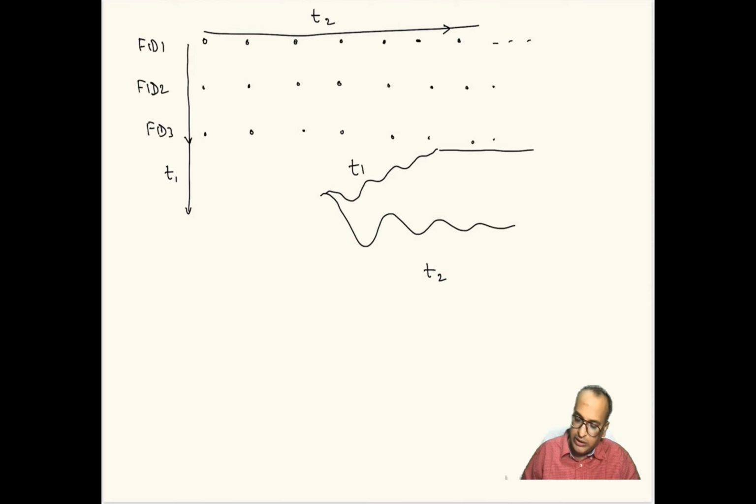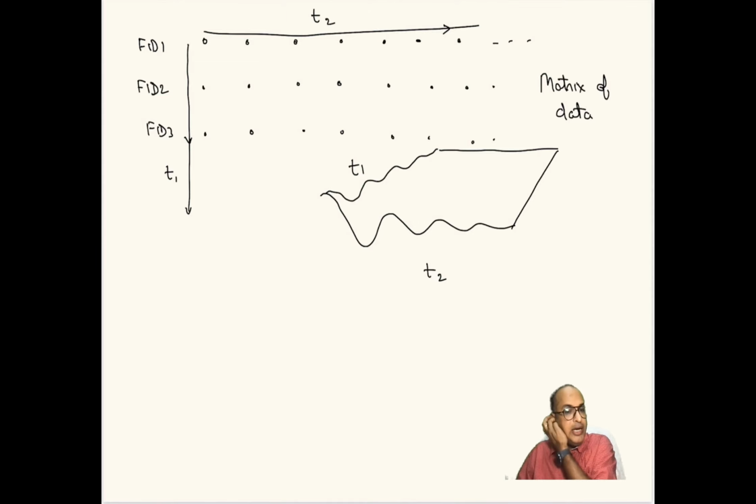And then of course this is like a 2D matrix, right? So you have a matrix of data instead of a row of data, as in the case of a one-dimensional experiment. This is called arraying the data, and this basically increases the dimensionality of the NMR data. So let us look at it more carefully.